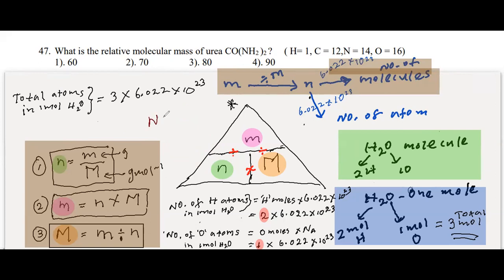Now my next question. If I give sodium chloride, NaCl, 1 NaCl, how many atoms? Any volunteers? 2 into Avogadro constant. Okay, now again I'll repeat. I didn't tell 1 mole of NaCl. I told 1 NaCl, how many atoms? 2 atoms.